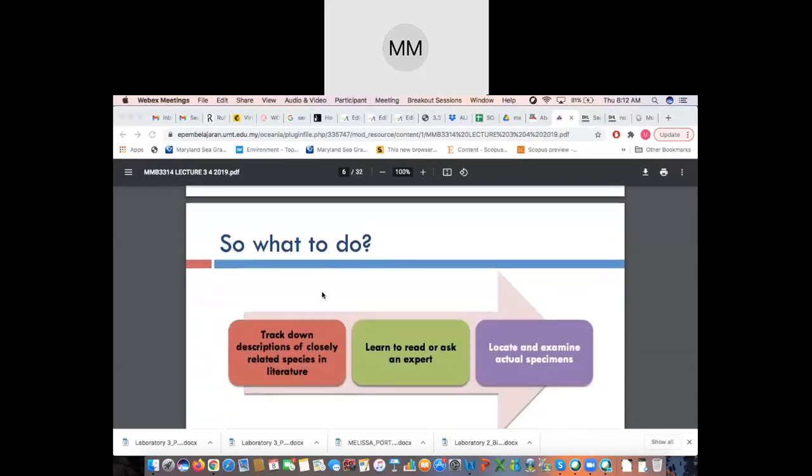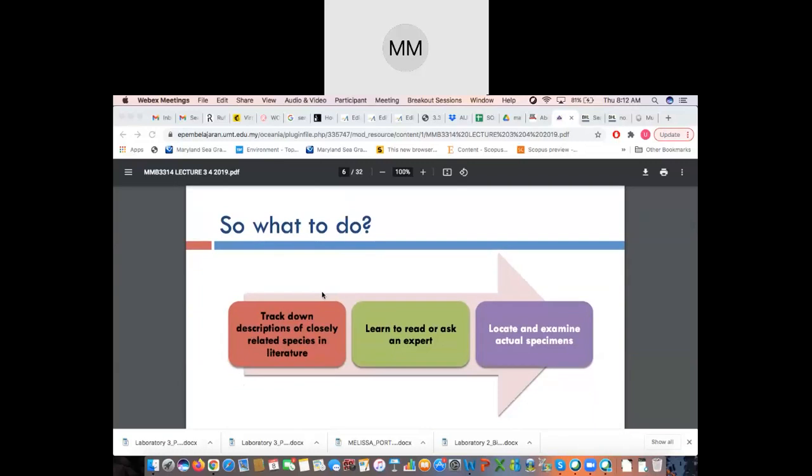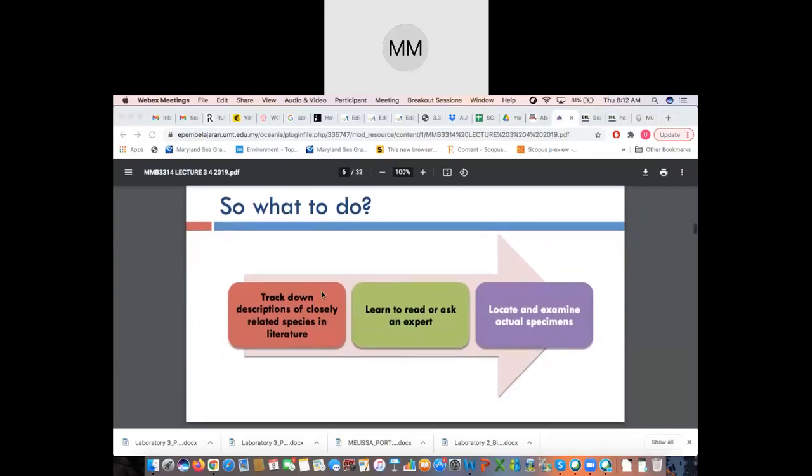Okay. So what exactly do you have to do when you're faced with this kind of situation? Of course, the first thing is to track down descriptions of closely related species in literature. Just like any normal scientific study, you have to start off with a literature review or literature search. Likewise in taxonomy, you have to track down all possible literature, from guidebooks, field books, right up to the most detailed journal descriptions of it. And then learn to read or ask an expert about it.